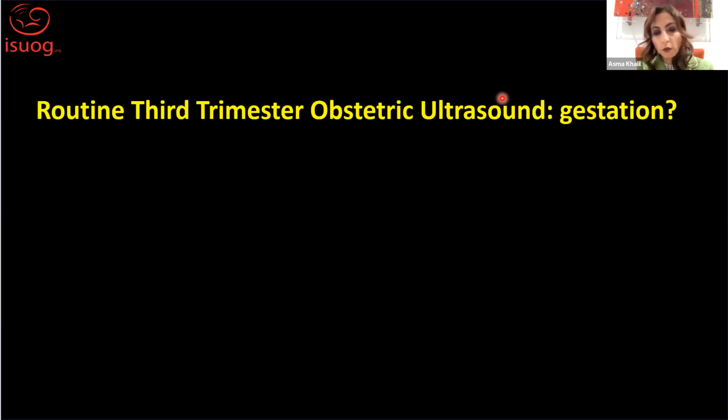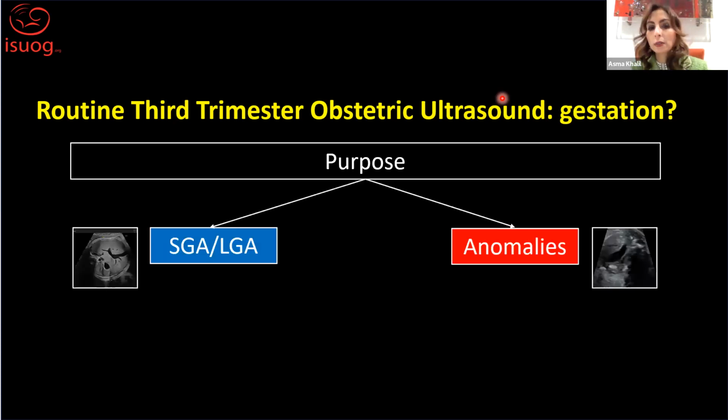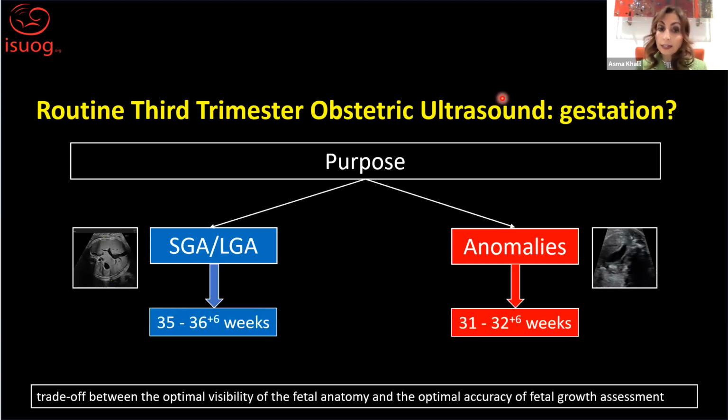If we were to perform or plan a routine third trimester obstetric ultrasound scan, what would be the gestational age window? That depends very much on the purpose of the ultrasound scan. If the scan is mainly to detect gross abnormalities, small for gestational age, or large for gestational age, in this case we need to do it later in pregnancy, about 35 to 37 weeks.